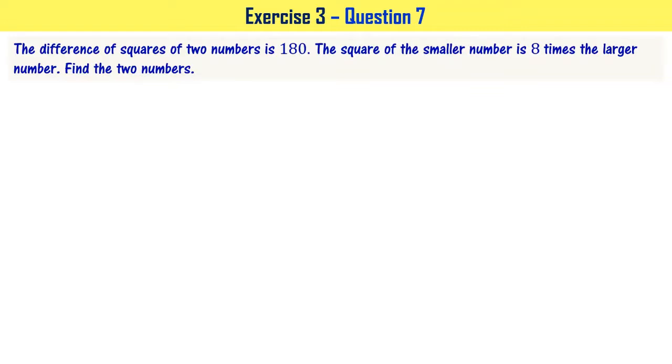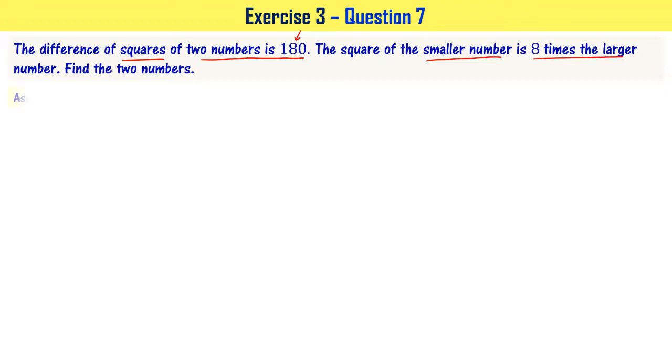It has two statements. The first statement says that the difference of squares of two numbers is 180. It means if you have two numbers, the difference of their squares is 180, right? The second statement says that the square of the smaller number is 8 times the larger number. If you take the square of the smaller number, it is going to be equal to 8 times the larger number. These are the two statements given and we are asked to find those two numbers, right?